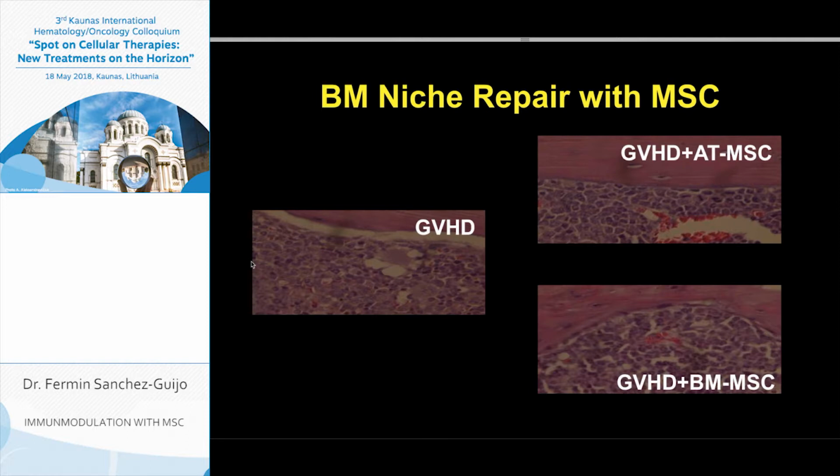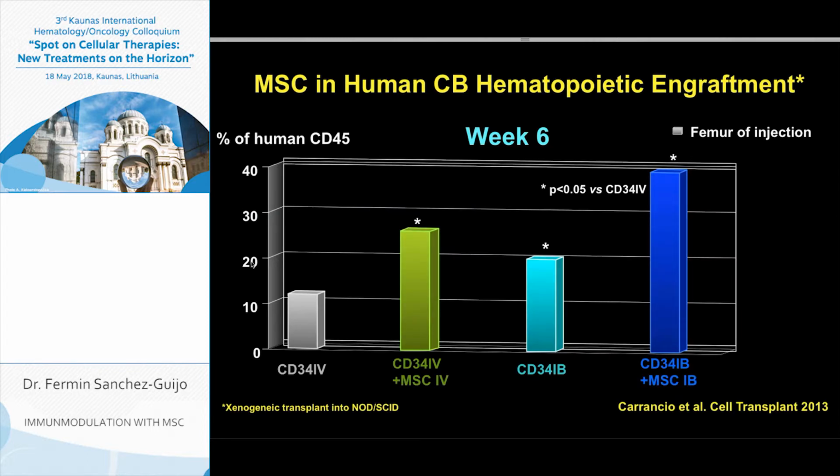For this purpose, in these animal models, when we co-inject MSCs together with the CD34 positive cells in this xenotransplant setting, we get better engraftment, not only when we put our cells intrabone, but also when we put mesenchymal stromal cells, especially into the bone. They repair the osteoblastic niche, and they contribute to this immunomodulation and to the support of the hematopoietic cells.